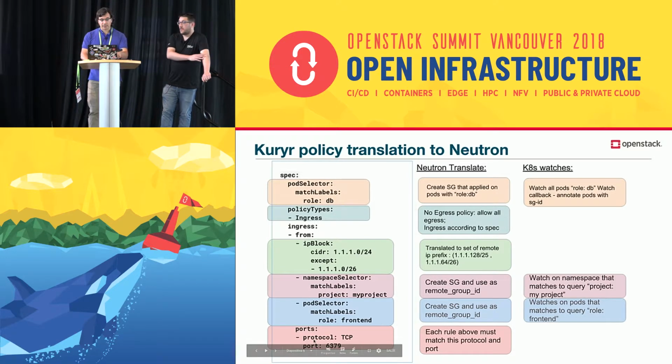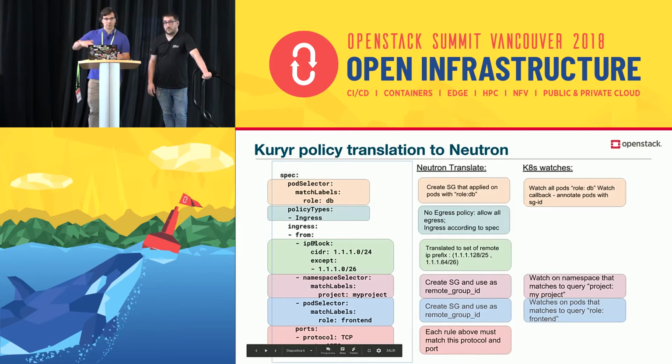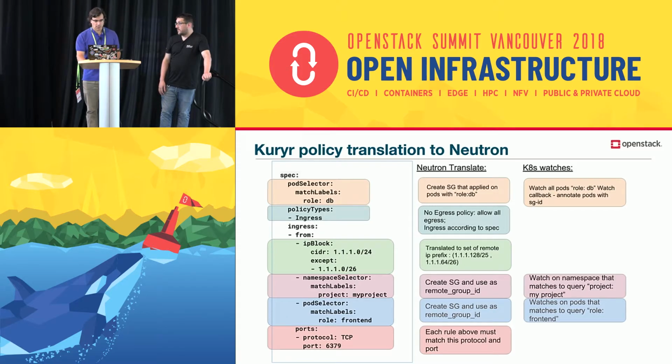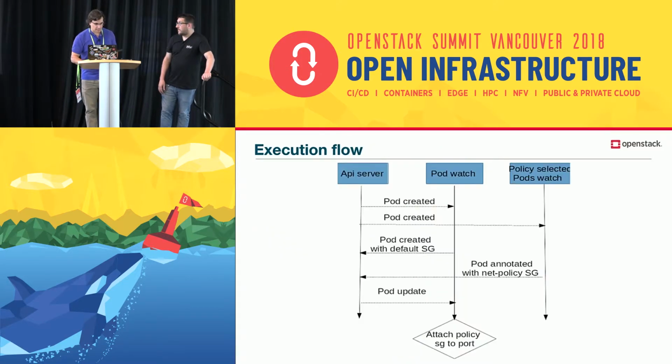And finally, at the end, any rule that we create, any ingress rule we create, will have this protocol and this port. One last detail that I wanted to give you is that these from blocks, you could have multiple from blocks up here, right? And that might create other security groups and so on. And I'm not showing here the egress. It's similar for egress as well. And with that, I hand it back to Daniel.